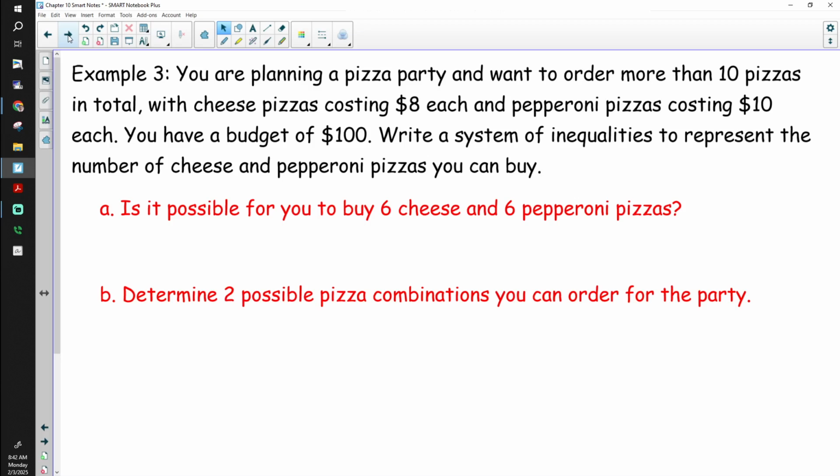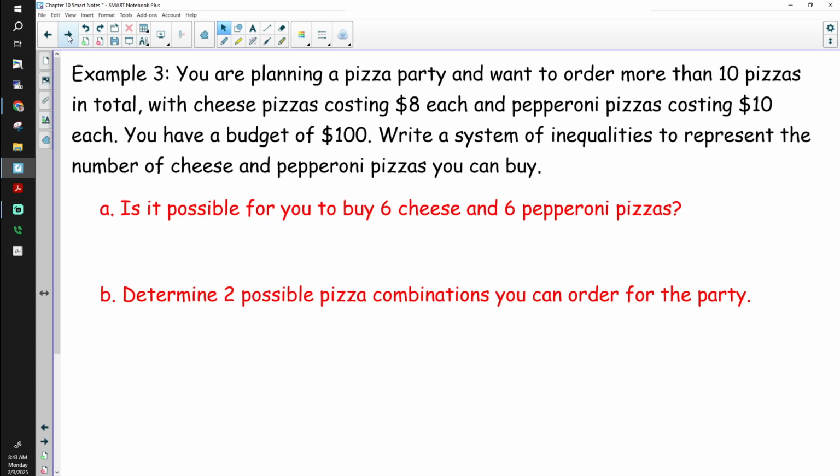Equations last week, remember sometimes it was y equals mx plus b. This week, standard form. You are planning a pizza party and want to order more than 10 pizzas in total, with cheese pizzas costing $8 each and pepperonis costing $10 each. You have a budget of $100. Write a system of inequalities to represent the number of cheese and pepperoni pizzas you can buy.